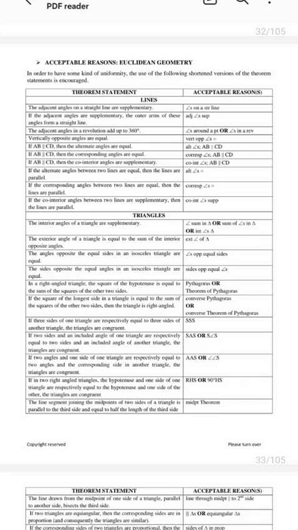Where do you get this PDF? Well, you can go to Google and write acceptable reasons, Euclidean geometry. You can see the heading there on my screen. The PDF or the picture should appear as one of your search results as a document, and you can then download it. I've taken a screenshot of it, that's why I can share it with you here.